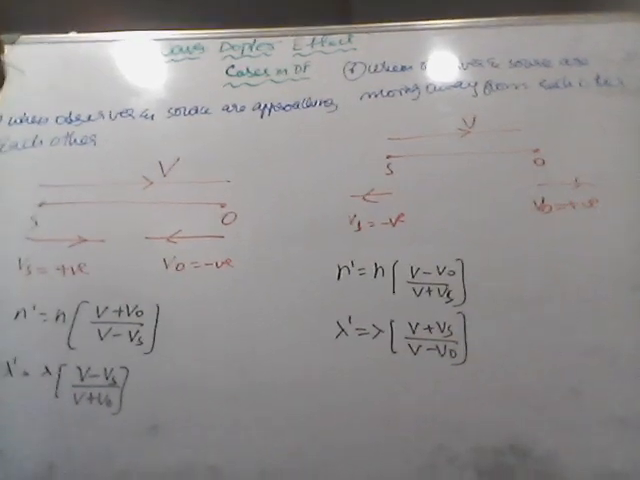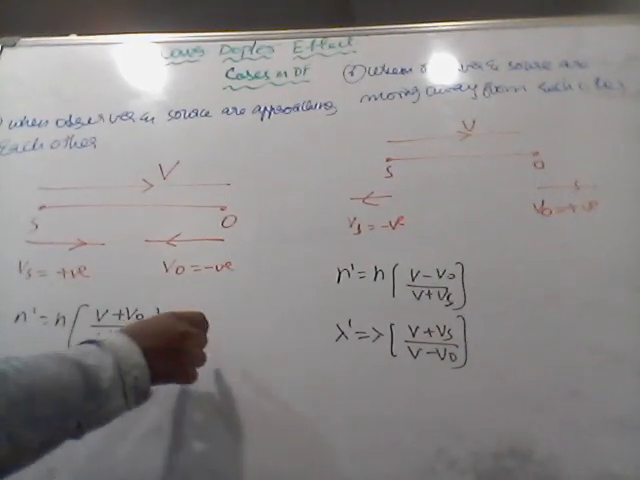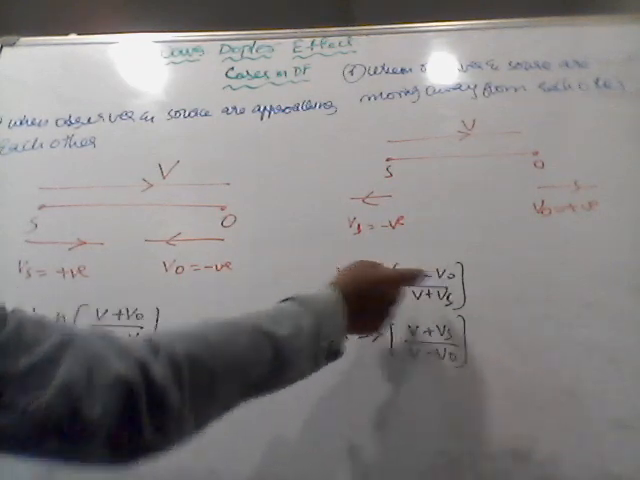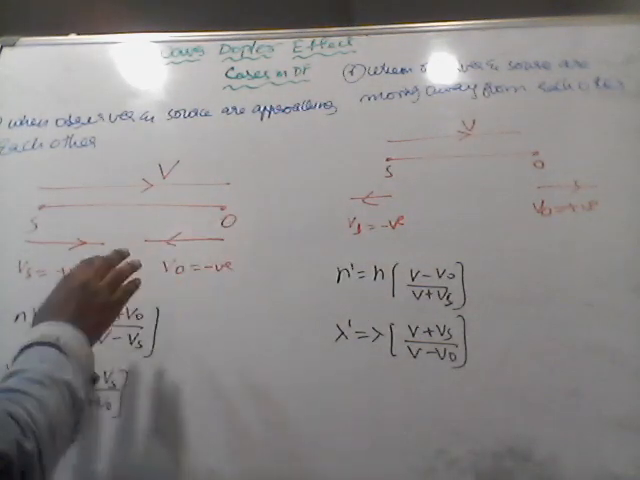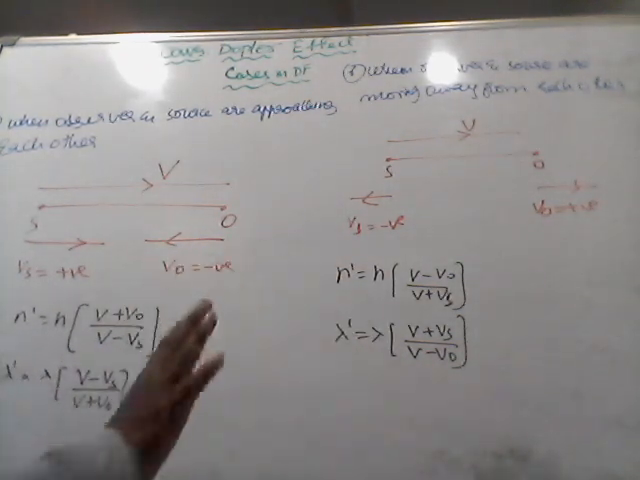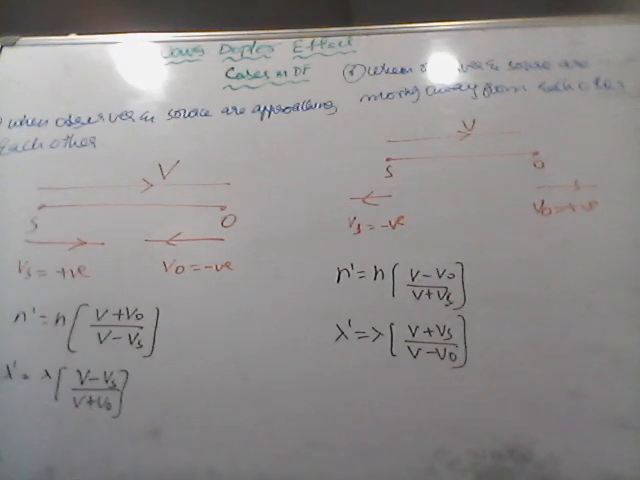Why I called it as brother? Observe. Compare this and this. This is just the reciprocal of this. Observe. Here it's minus Vo. Here it's plus Vo. Not reciprocal. Here it's plus Vo. Here it's minus Vo. Here it's minus Vs, plus V. That's why I call it as brother of the case 5. Okay.